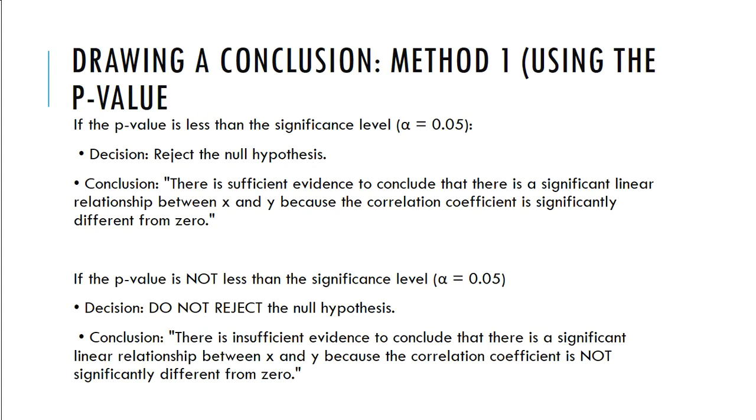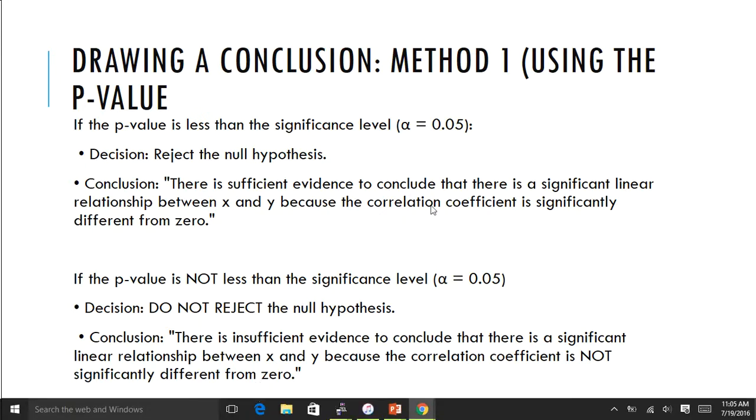Okay, when you draw a conclusion, method one, using the p-value. And again, I'm always for the p-value because we've learned about it in the hypothesis testing chapter, and it makes it a lot easier. So if your p-value is less than your level of significance, you reject your null. And by rejecting your null, you're saying there is sufficient evidence to conclude that there is a significant linear relationship between X and Y because the correlation coefficient is significantly different from zero.